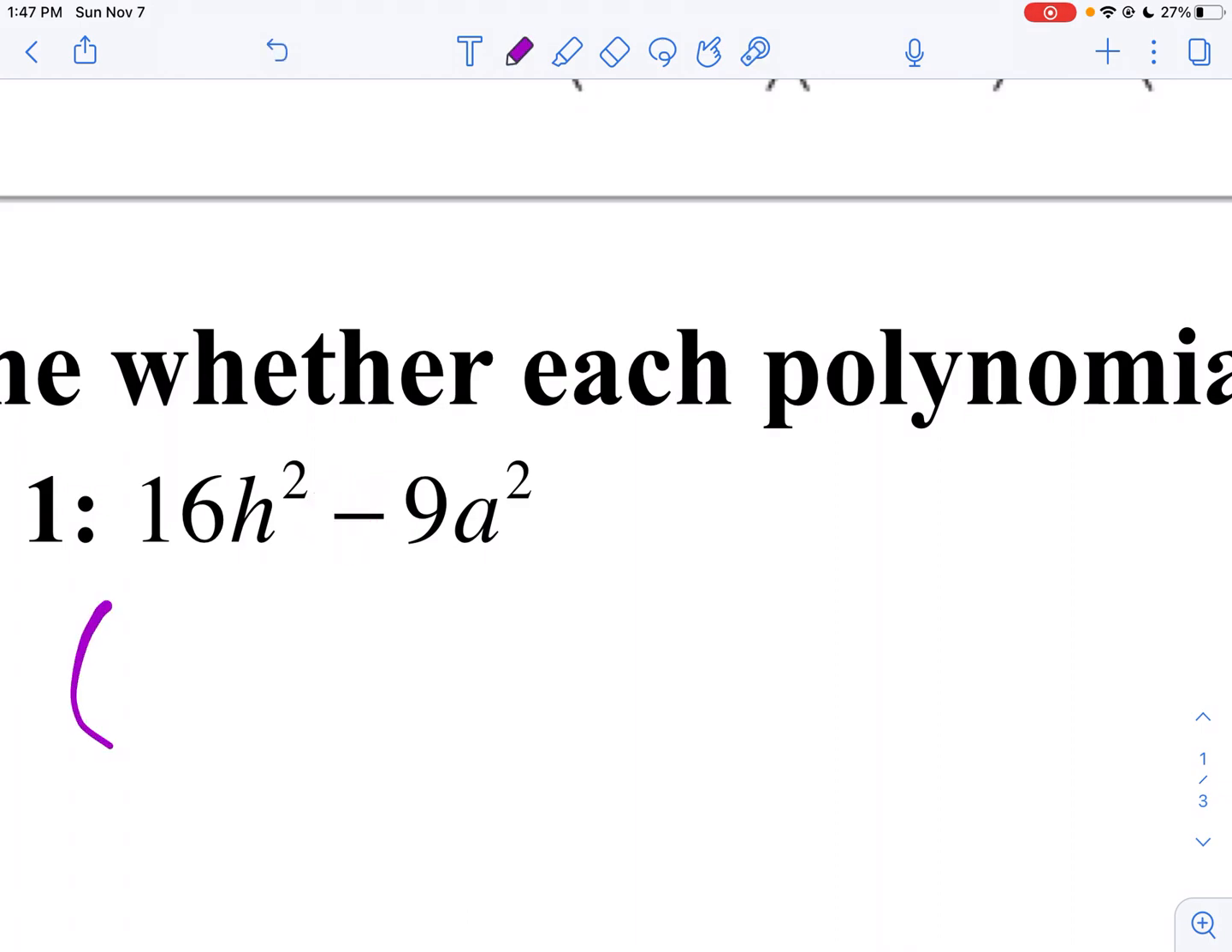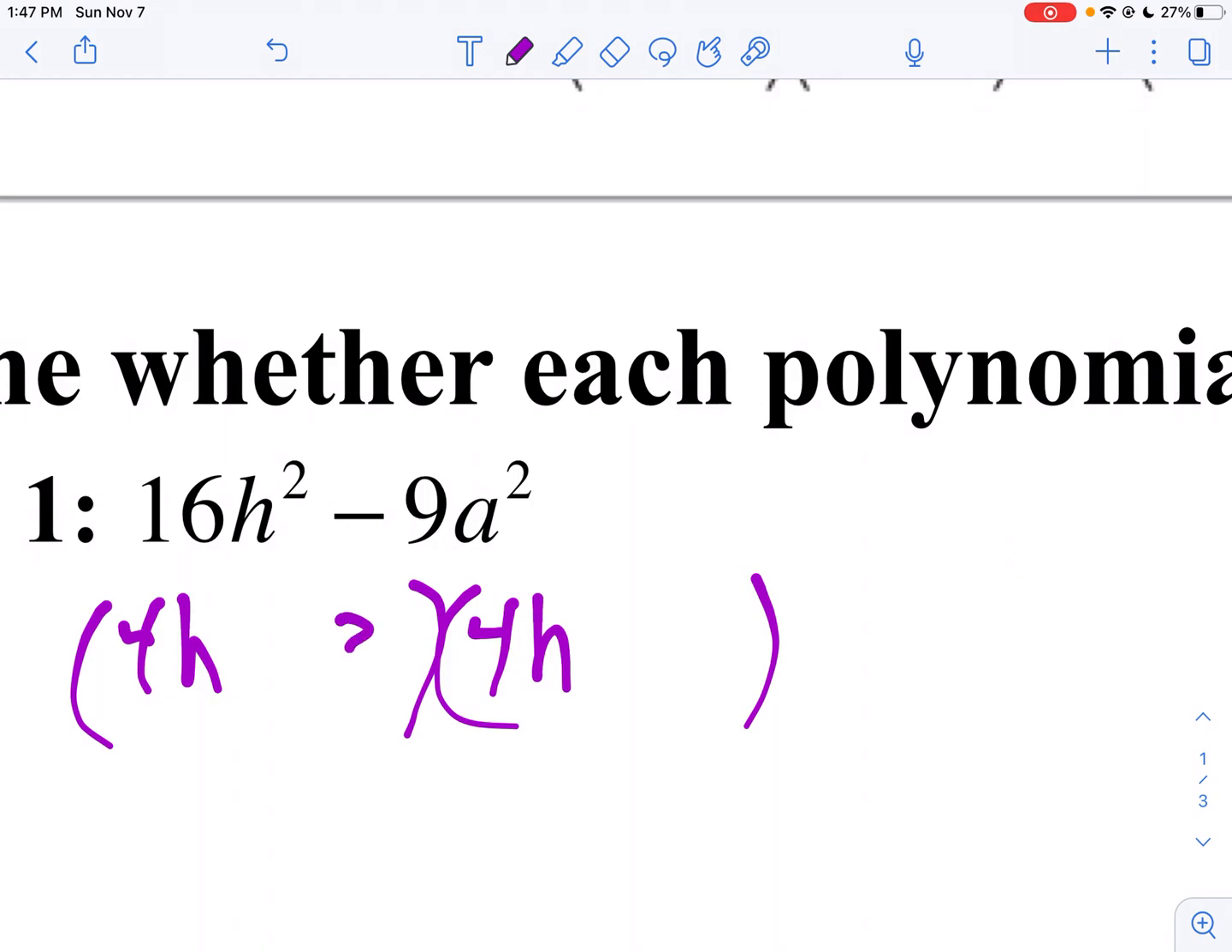Let's factor it. I'm going to make two parentheses. The square root of 16h squared is 4h. So that goes in the front. The square root of 9a squared is 3a. I'll put a plus and a minus. The reason it's plus and minus is because it has to multiply to a negative, so one's positive, one's negative, and we're done. That's it. That's the difference of squares. Let's take a look at our second example.